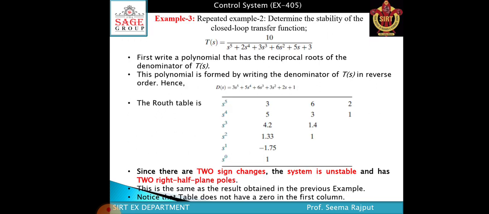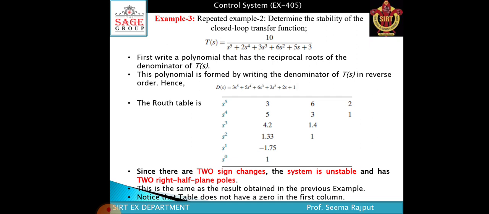Okay, so again in example 3, repeating example 2, determine the stability of the closed loop transfer function. In that case, first write a polynomial that has the reciprocal roots of this denominator, and this polynomial is formed by writing the denominator of T(s) in reverse order. That is, we put it in reverse order with the same powers: 3s to the power 5 plus 5s to the power 4 plus 3s to the power 3 plus 6s square plus 2s plus 1.